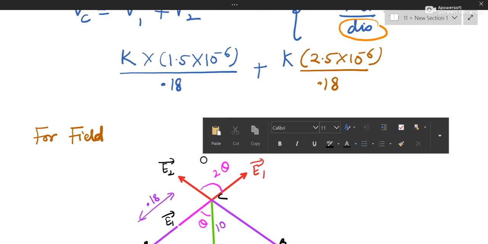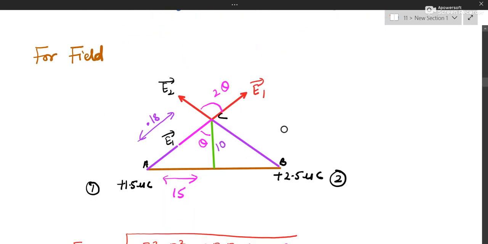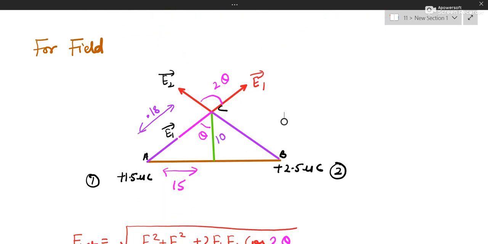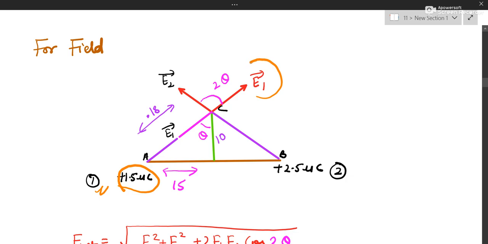Now for the electric field, the approach will be different because it is a vector quantity. You can see the field due to my first charge is along this. Look at the arrow. The field due to this positive charge will be radially away from it, and the field due to the other positive charge will also be radially away. So this is my electric field 1 and this is my electric field 2.